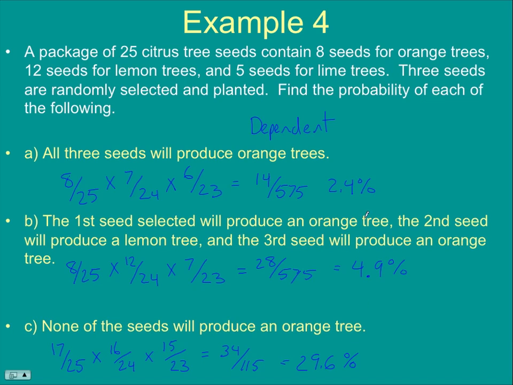So looking at this, we can see that the probability of getting no orange trees is pretty big. So if you really want an orange tree, it's going to be a little bit harder to get that. If you want all 3 orange trees, you're only going to have about a 2.4% chance there.